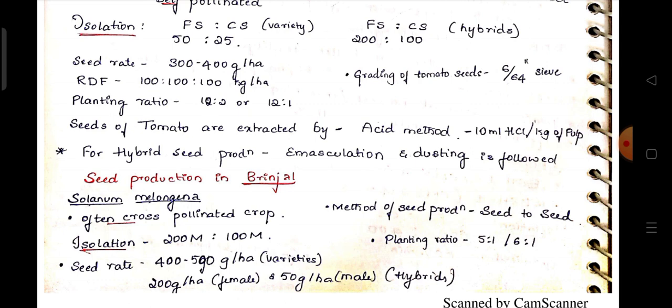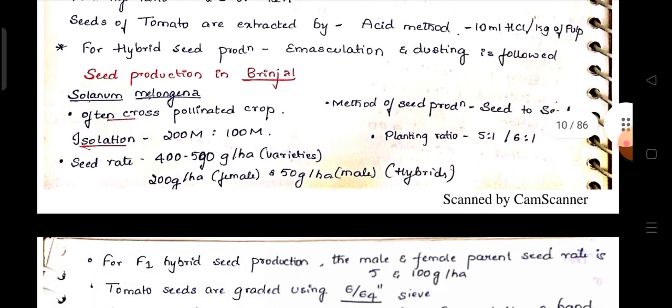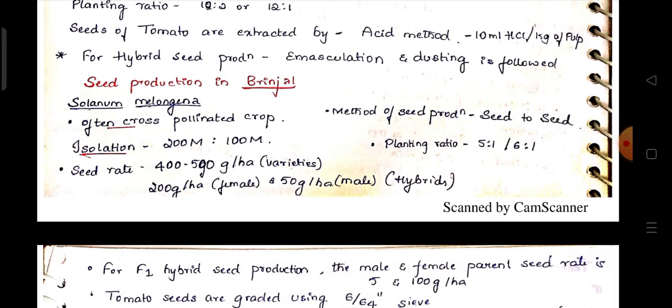Coming to seed production in brinjal. Brinjal is Solanum melongena. Here often cross-pollination is found. Method of seed production is again seed to seed. Planting ratio is 5:1 to 6:1. Isolation distance is 200 meter and 100 meter for foundation and certified. Seed rate is 400 to 500 gram per hectare for varieties, whereas 200 gram per hectare female and 50 gram per hectare male is used for hybrids.